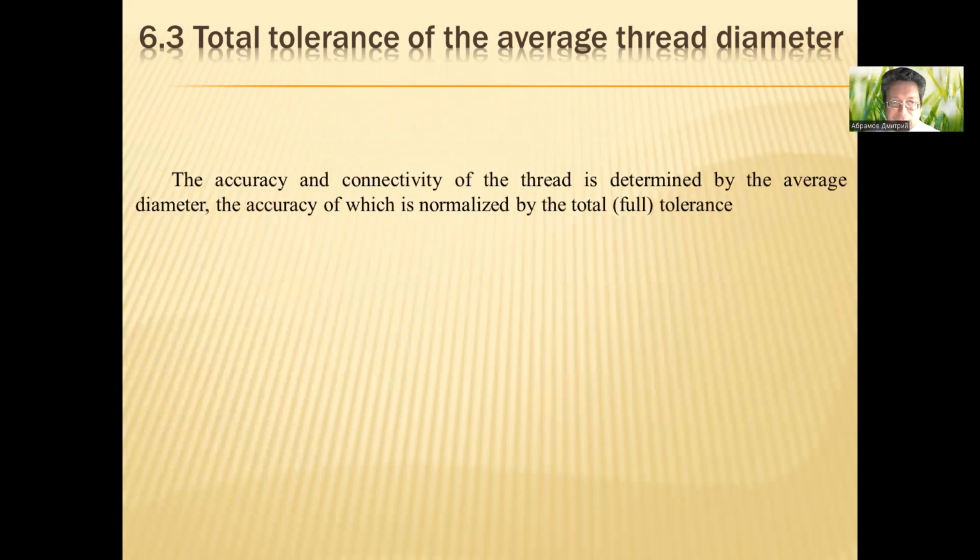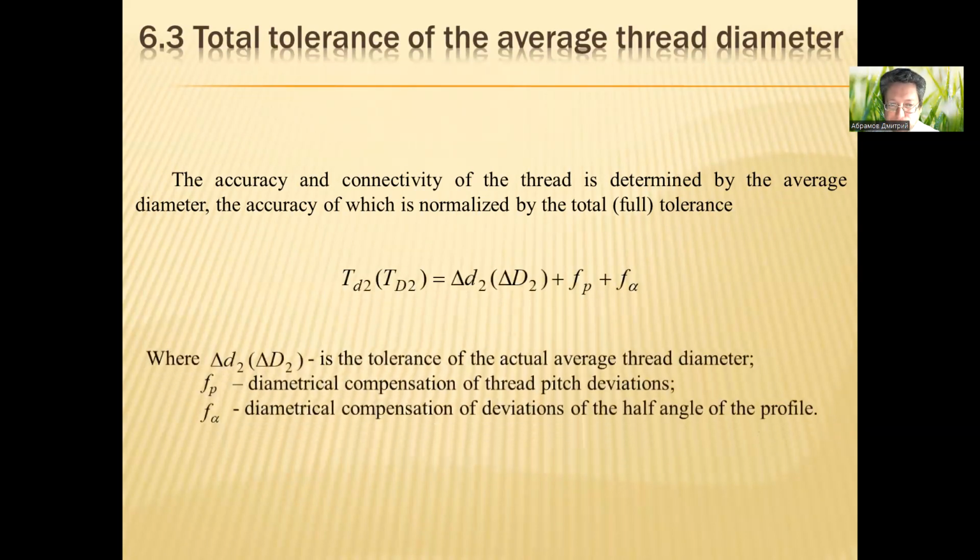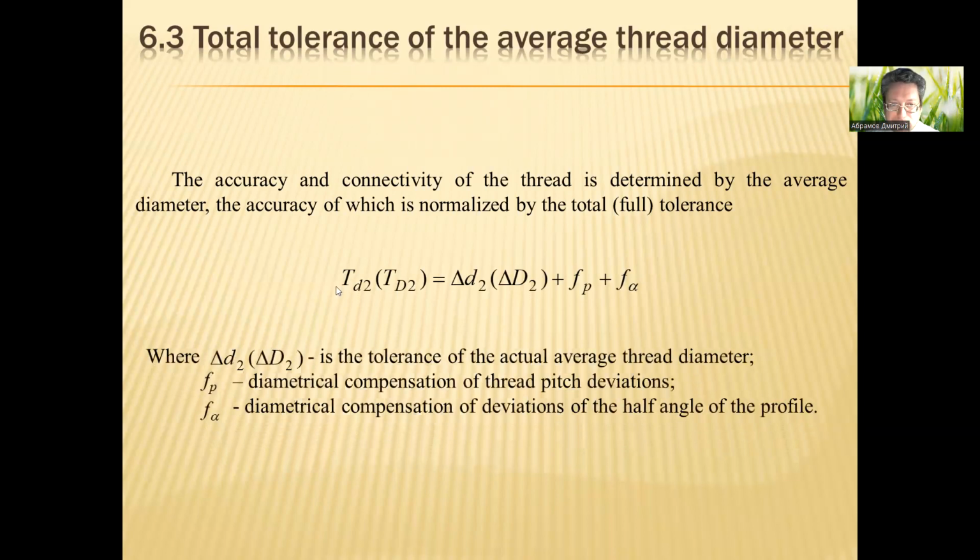And now item 6.3. Total tolerance of the average threaded diameter. The accuracy and connectivity of the thread is determined by the average diameter, the accuracy of which is normalized by the total or full tolerance. We use the formula: big T suffix D2, the tolerance field on the average diameter, is equal to delta small d suffix 2 plus f suffix p plus f suffix alpha.